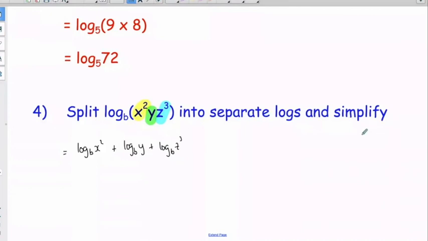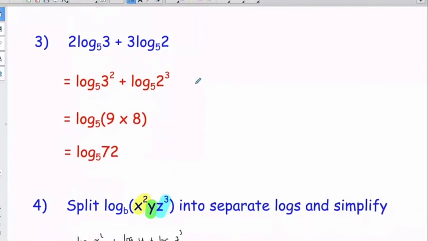And it says simplify. I'm assuming simplify means take the powers to the front. So I can bring this power and write that as 2 log to the base b of x. I don't need to do anything with my second term. And with the third term, I can bring that 3 down as a multiplier as well. So we're just doing the opposite of what we were doing in those first 3 examples.